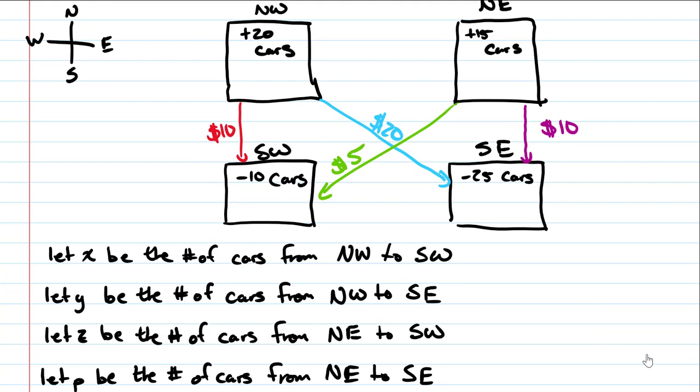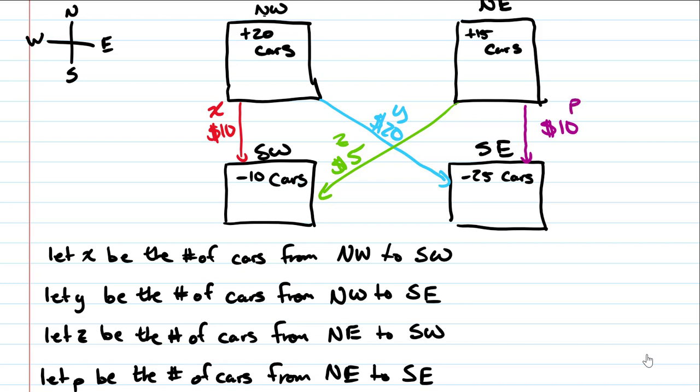Well, how many extra cars does it have? Well, northwest has plus 20, right? So it may help if we label each of these. So x is the number of cars from northwest to southwest, so this is x. And then we let y be the number of cars from northwest to southeast. And we let z be the number of cars from northeast to southwest. And finally, p is over here.